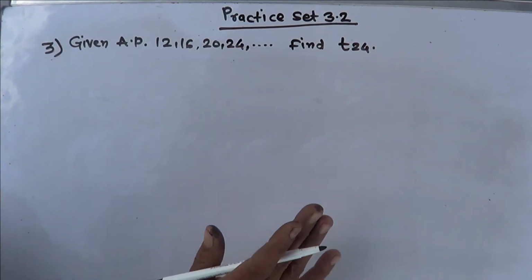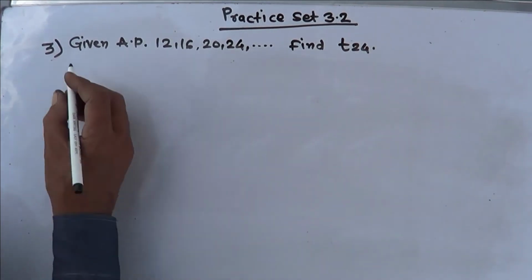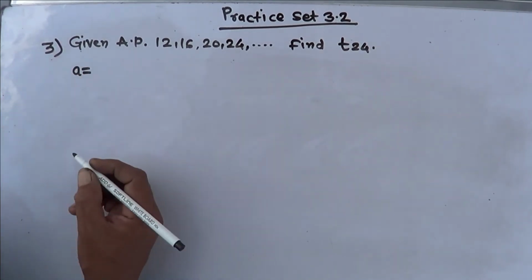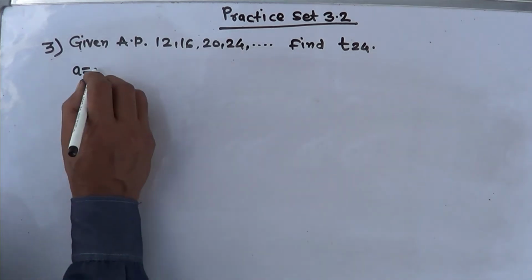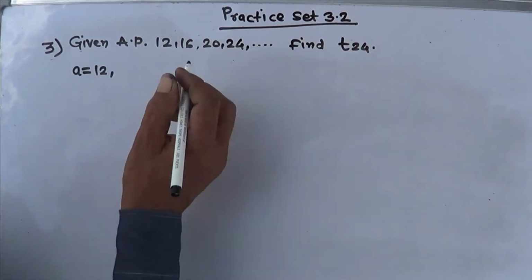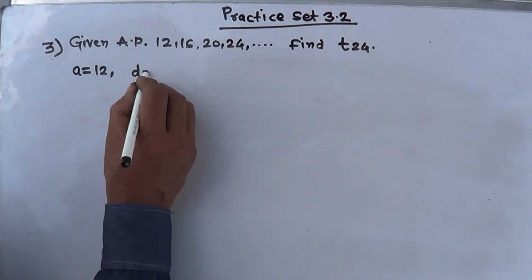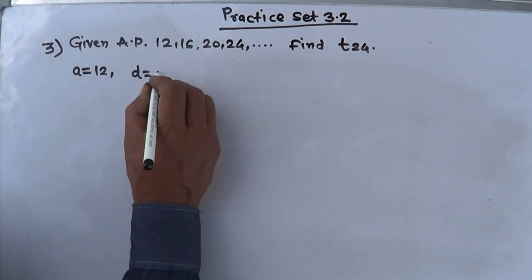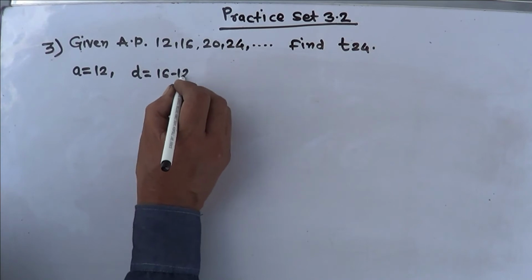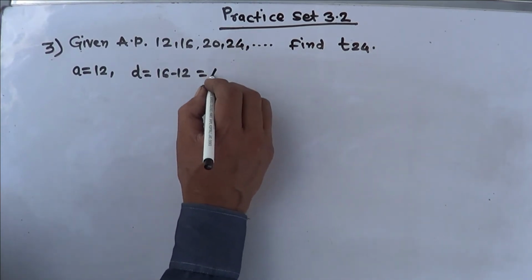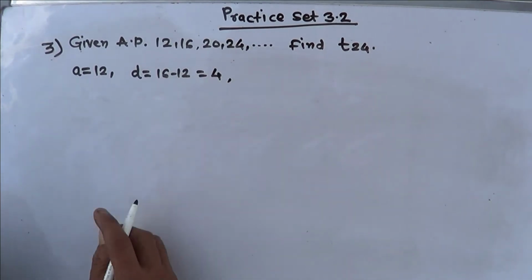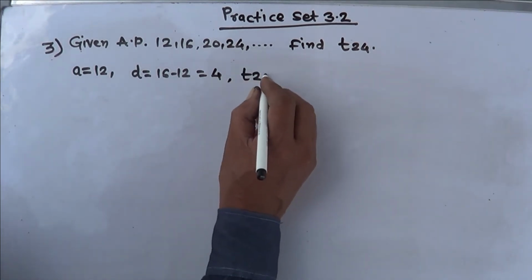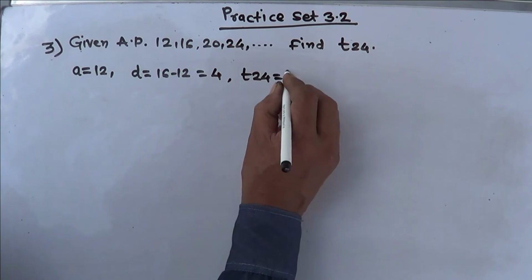त्यासाठी आपण आपल्या व्हॅल्यूज घेऊ आधी. So our first term, that is T1, that is A, which is equal to 12. Then we will find D. D will be the difference between any two consecutive terms, that is 16 minus 12, which will be equal to 4. Again we have to find out T24. आपल्याला T24 म्हणजे 24 टर्म काढायची आपल्याला.